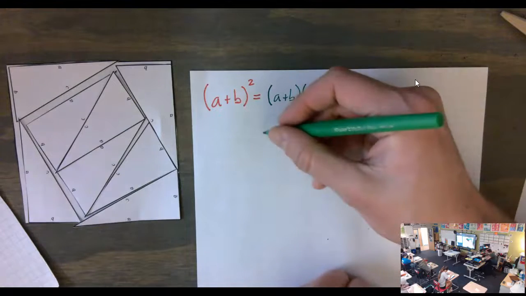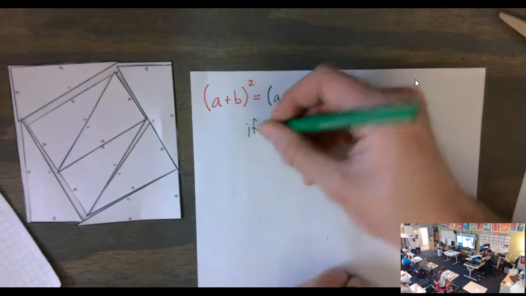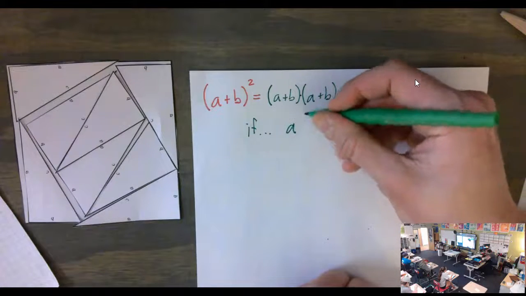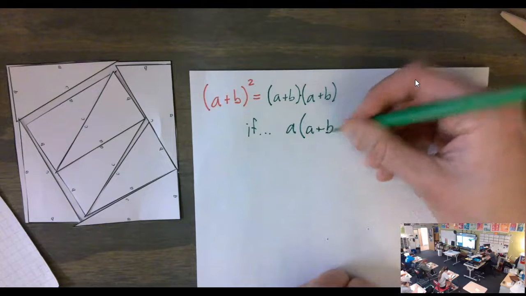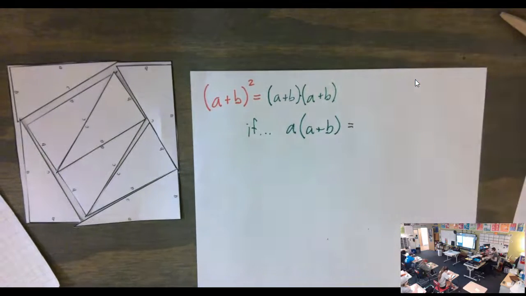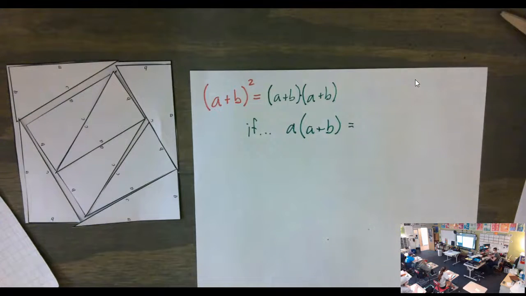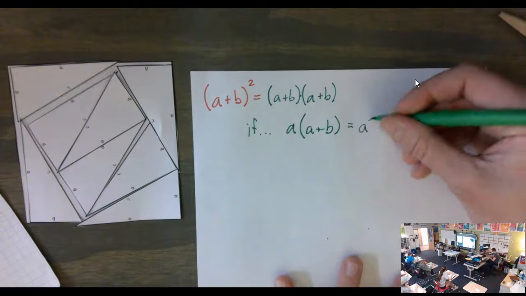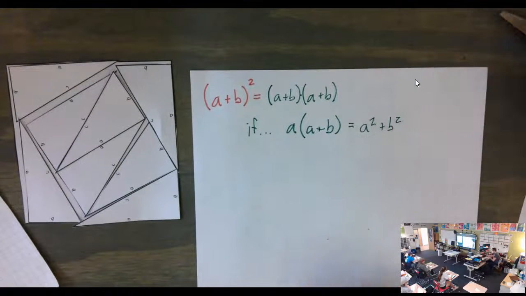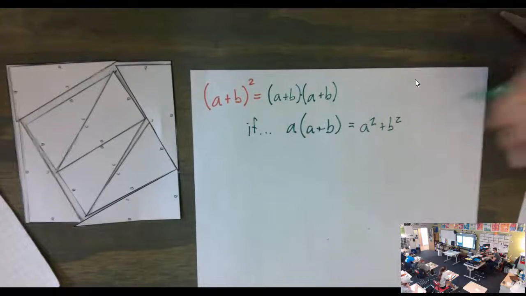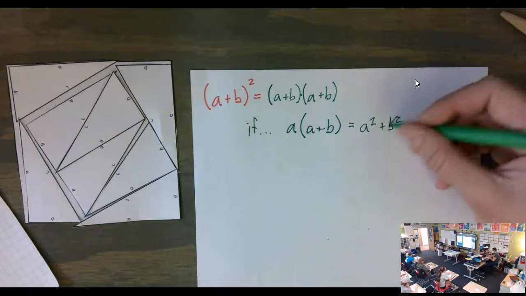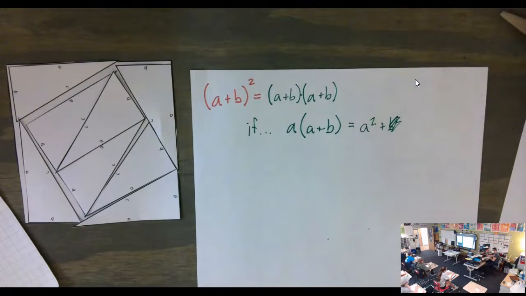If I took a and multiplied it by a plus b, what would I get? A squared plus b squared. What? Wait, what? Wrong, right? Oh, okay. A squared plus what? AB. Right?